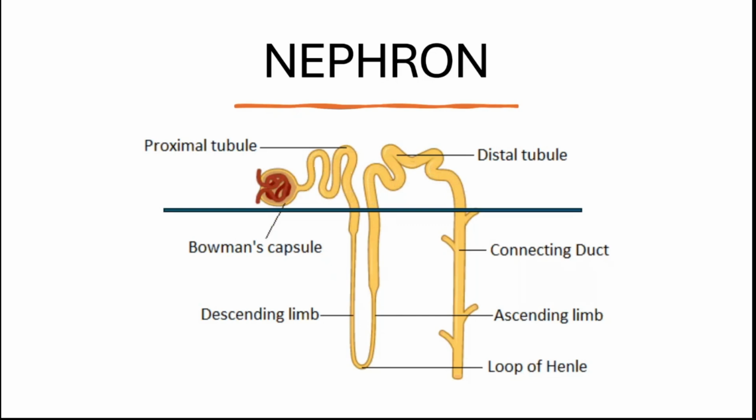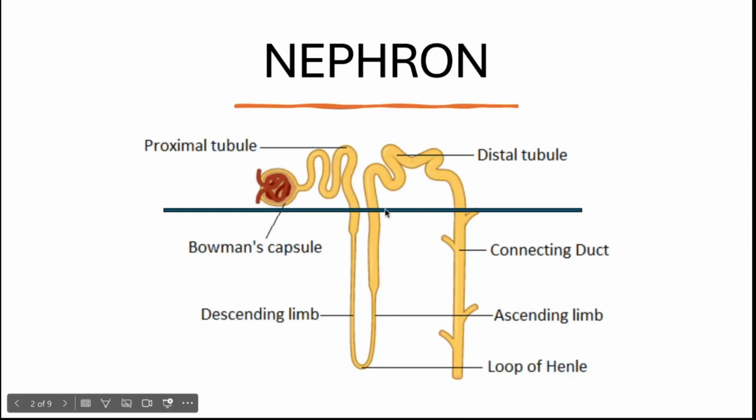There are two types of nephrons. We have the cortical nephrons and the juxtamedullary nephrons. The cortical nephrons are mostly predominant, and about 80% of the nephrons in our body are cortical nephrons, while the juxtamedullary nephrons are only 20%. The major difference between them is that cortical nephrons have a shorter loop of Henle, whereas the juxtamedullary have a longer loop of Henle.